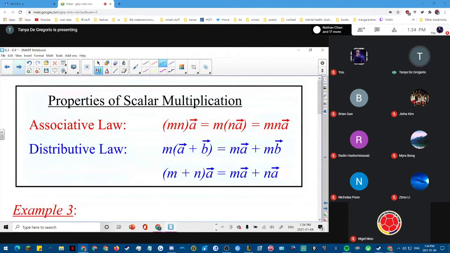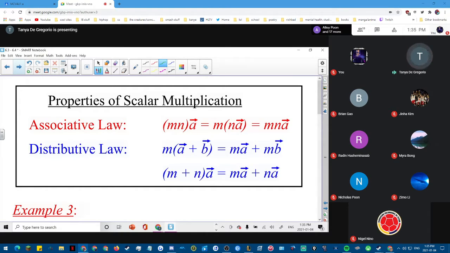Okay, properties of scalar multiplication now. So you have this vector A, and you're multiplying it by m and n. It doesn't matter if you multiply m by n times vector A, so that means the n is multiplied by vector A first, or if you multiply m first and then multiply by vector A, or if you multiply m and n together first. It doesn't matter. Again, that's an example of our associative law.